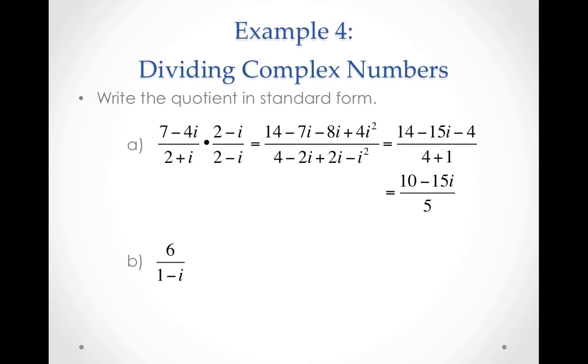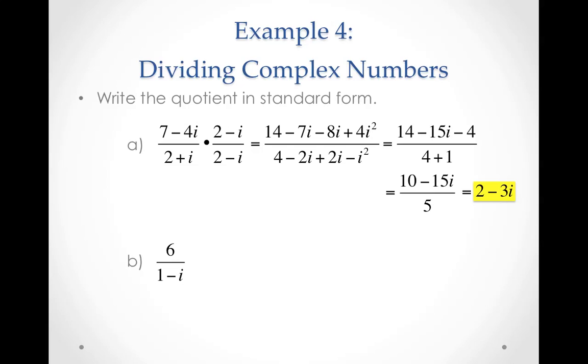On the top, I can combine my i terms into negative 15i. I replace the i squared with negative 1 and combine my negative 4 to 14 so that I end up with 10. Now I just need to go one more step to simplify by dividing both the 10 and the 15i by 5. So I end up with a final answer in standard form of 2 minus 3i. That is the result of dividing 7 minus 4i by 2 plus i.